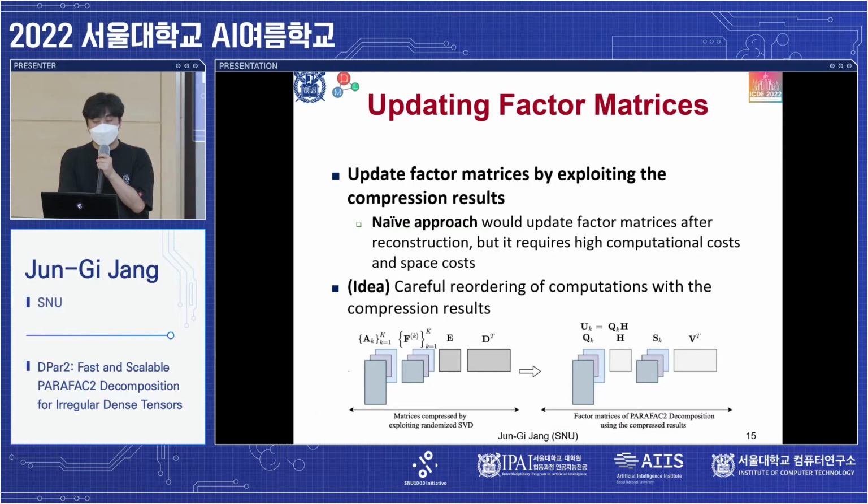Now I will show you how we update the vector matrices using the compressed results. A naive approach would update vector matrices after reconstructing slice matrices from the compressed results. However, it requires high computational costs and generates large intermediate data due to the reconstructed one whose size is equal to an input tensor. Therefore, we need careful reordering of the computations with the compressed results to minimize costs.